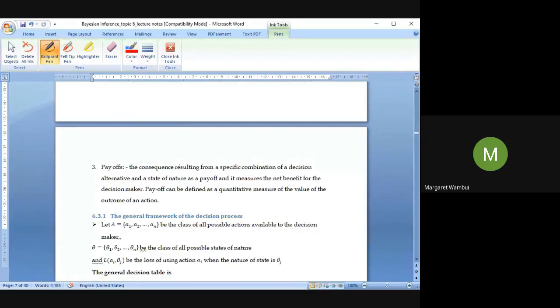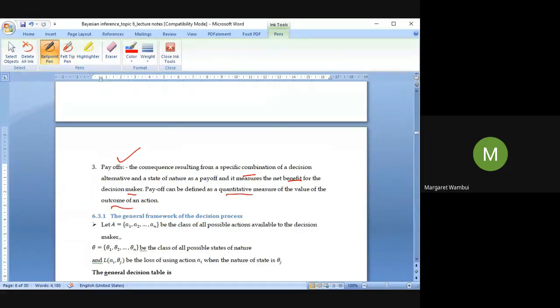And then number 3 is payoff. The consequence resulting from a specific combination of a decision alternative and a state of nature is a payoff, and it measures the net benefit for the decision maker. So this is the result of your combination. You took this action under this condition, this is the outcome. You take this action under this other condition, this is the outcome. So we say that payoff can be defined as the quantitative measure of the value of the outcome of an action.